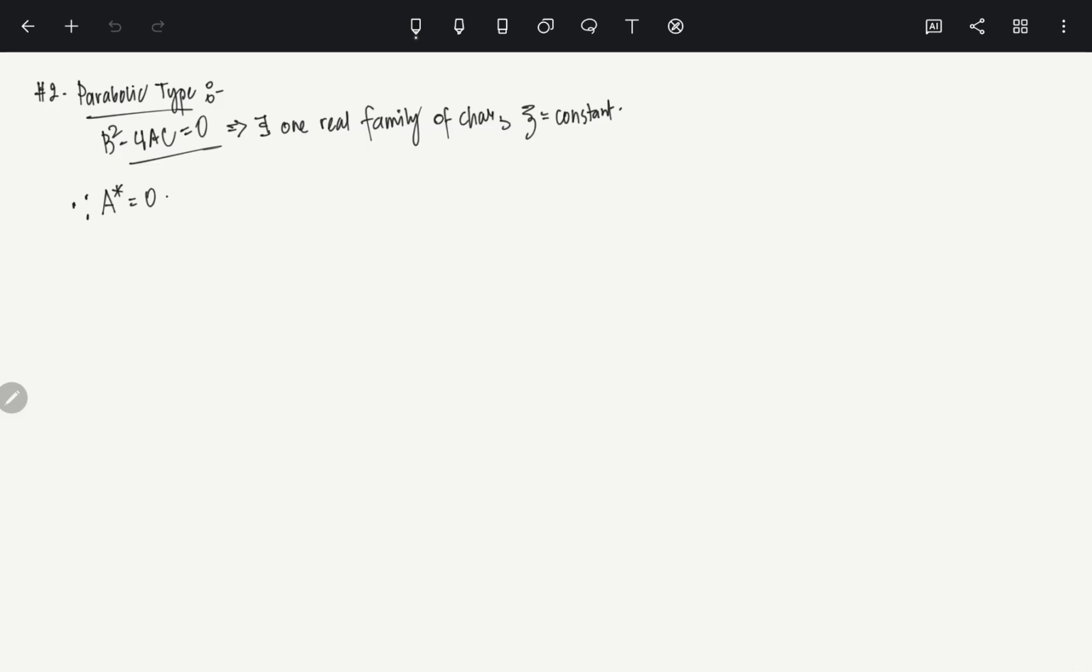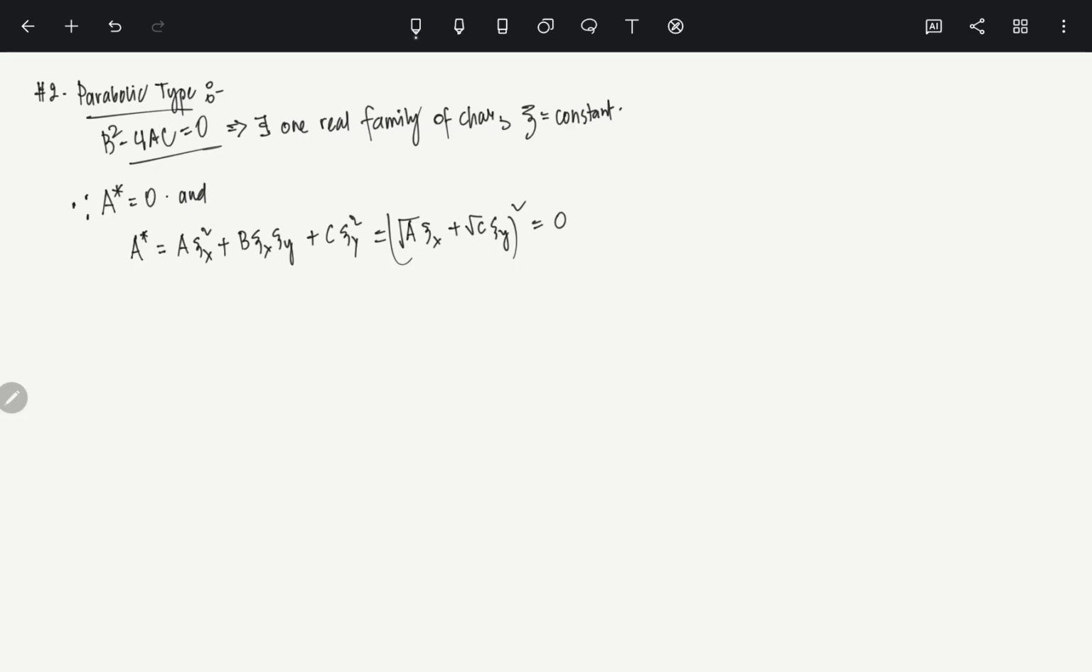If xi equals to constant, of course xi x, xi y, all these terms are going to be 0. So basically a star is 0. And we can find that a star is a xi x square plus b xi x xi y plus c xi y square. Now, of course, you can write this as root a times xi x plus root c times xi y, whole square, and this is 0. Clear? That's what that equation gives.